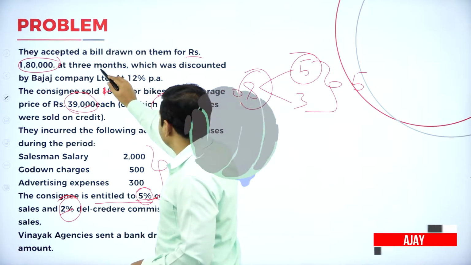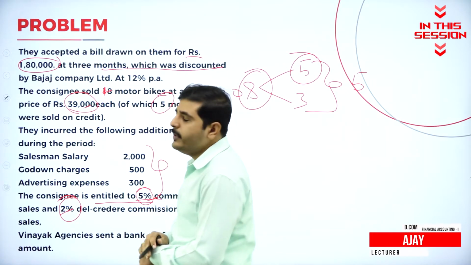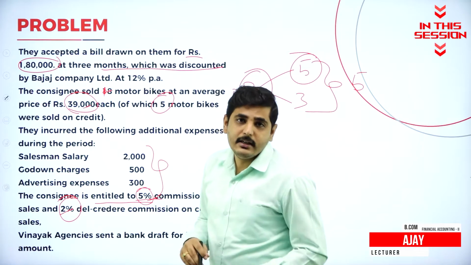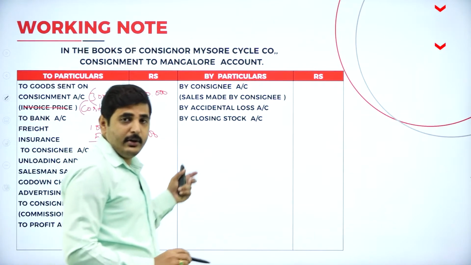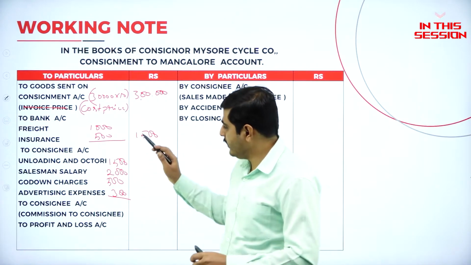If you have any discount on BR, discount on bills receivable should not be shown in the consignor account, so neglect it. See, while calculating or while doing the consignment account, take both direct expenses and indirect expenses.